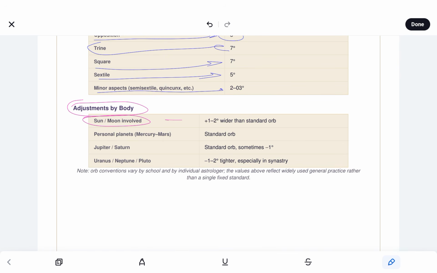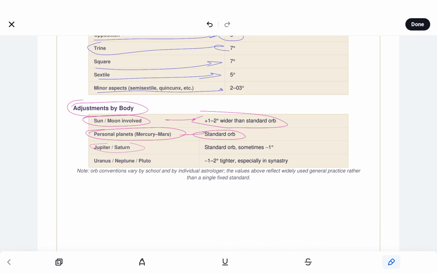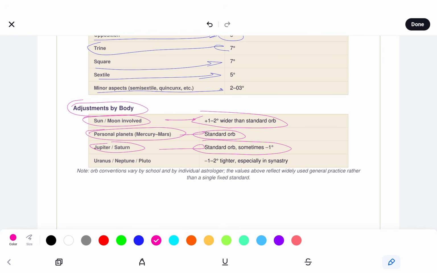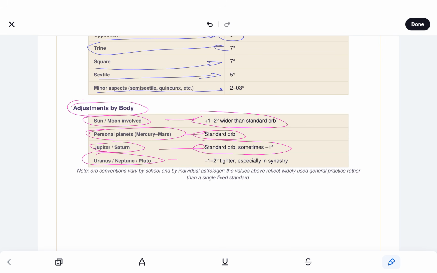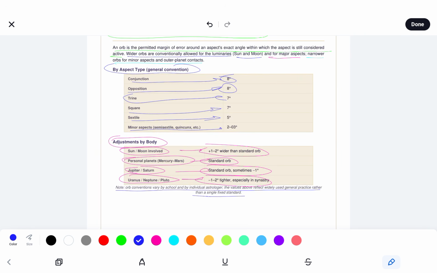Sun, Moon involved, adding 1 to 2 degrees wider than standard orb. Personal planets, Mercury, Mars, standard orb. Jupiter, Saturn, standard orb, sometimes it could be minus 1 degree. Uranus, Neptune, Pluto, 1 to 2 degrees tighter, especially in synastry. Orb conventions vary by school and by individual astrologer. The values above reflect widely used general practice rather than a single fixed standard.